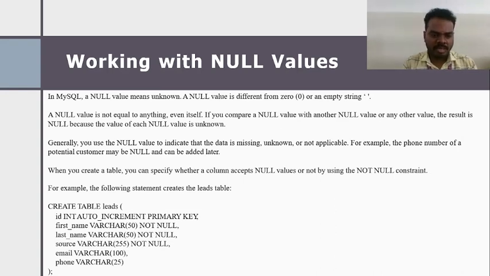Now I'm going to create a table with leads as the table name. ID is my first column, integer is the data type, and I'm going to auto increment the value. For example, the first row will be 1, and if I enter a second row, it will automatically update to 2, 3, 4, 5, 6. Then first name, last name, source, email and phone number. I will create the table named leads.